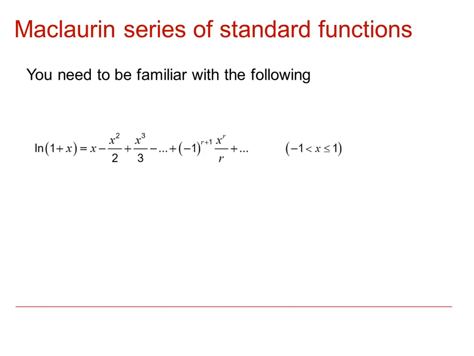There's another one for the logarithm of 1 plus x, which is x minus x squared over 2 plus x cubed over 3. So you can see how that one changes sign, so we get this negative 1 to the power r plus 1 in there, which is the thing that changes the sign. Otherwise it's just powers of x over the power itself, so x cubed over 3, so the next term will be minus x to the power 4 over 4, and so on. That's only valid for x between negative 1 and 1.